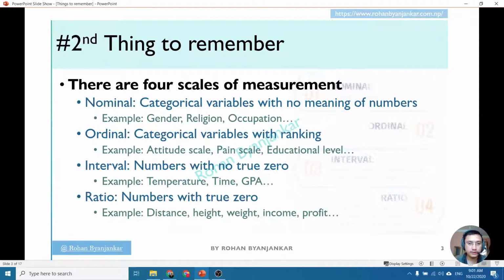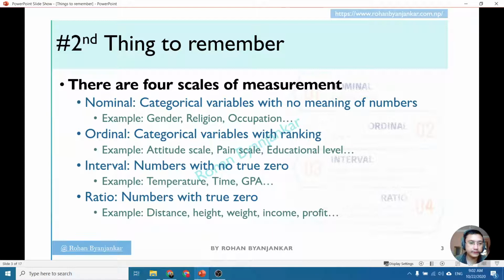So now moving forward, the second thing to remember is there are four scales of measurement. First is nominal, second is ordinal, third is interval, and the fourth is ratio. What is nominal then? Nominal is a categorical variable with no meaning of numbers, such as gender. If I code gender as 1 for male and 2 for female, then the numbers have no meaning. Means that I cannot add the 1 and 2 and call it 3 because they are simply the codes.